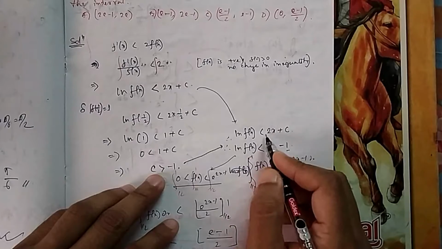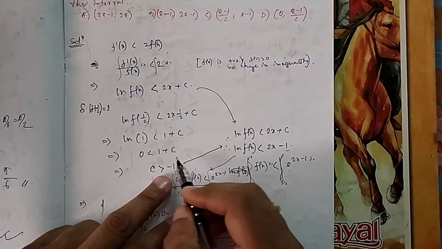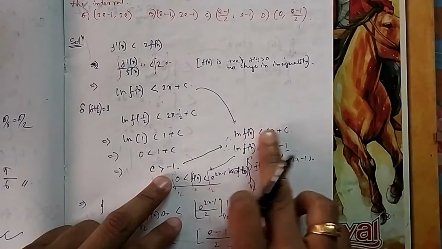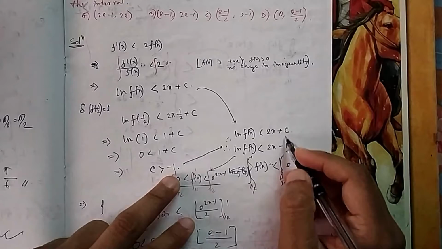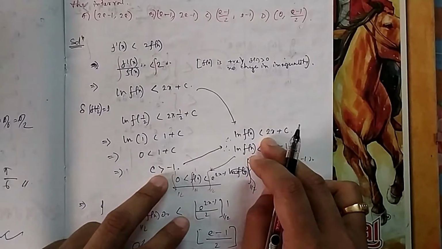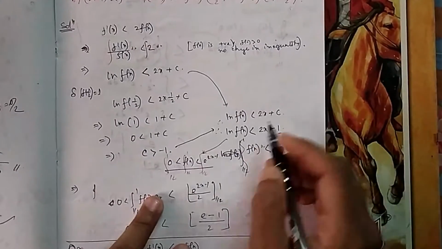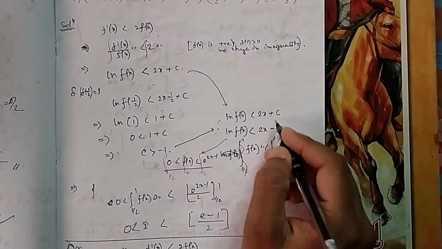So ln fx will be lower than the lowest of this one, because c can be anything greater than minus 1. In 2x plus c, you can think that ln fx is less than it, so it will be less than the smallest one. If I make it less than the smallest one, then it will be less for any value of c, because you will put any value which is greater than minus 1. So if it is smaller than this, then it will obviously be smaller than for all other values of c. That's why I put it as minus 1.